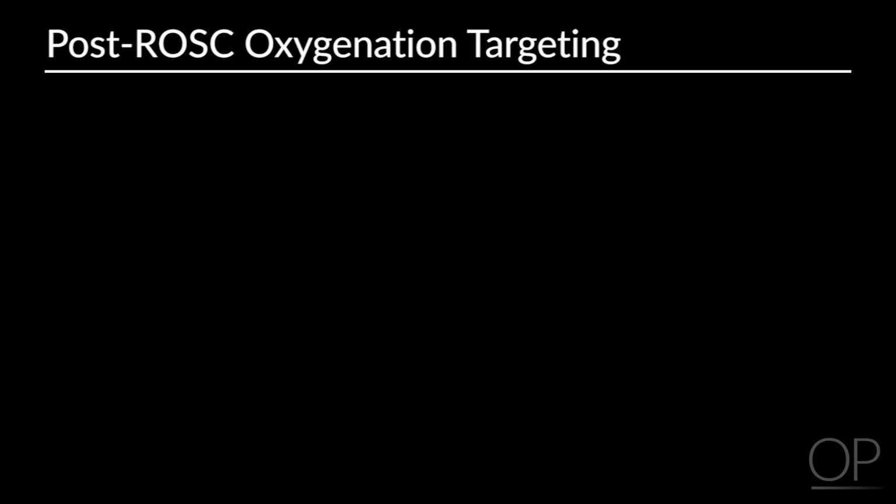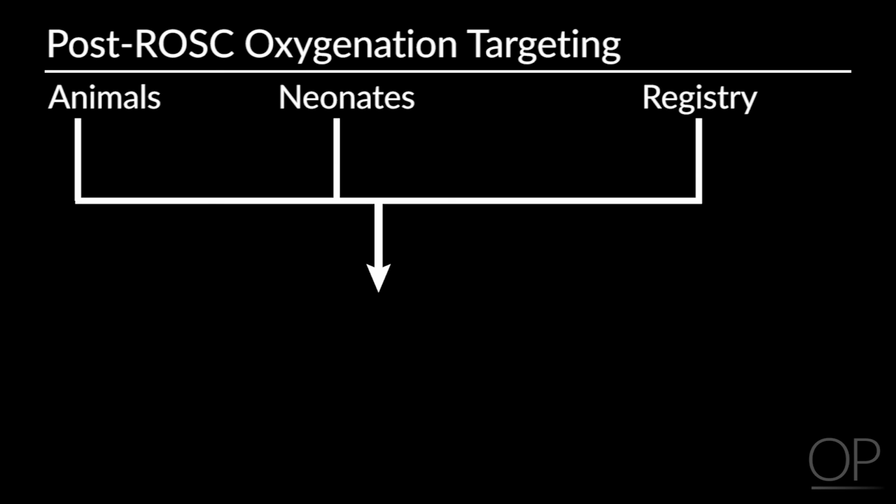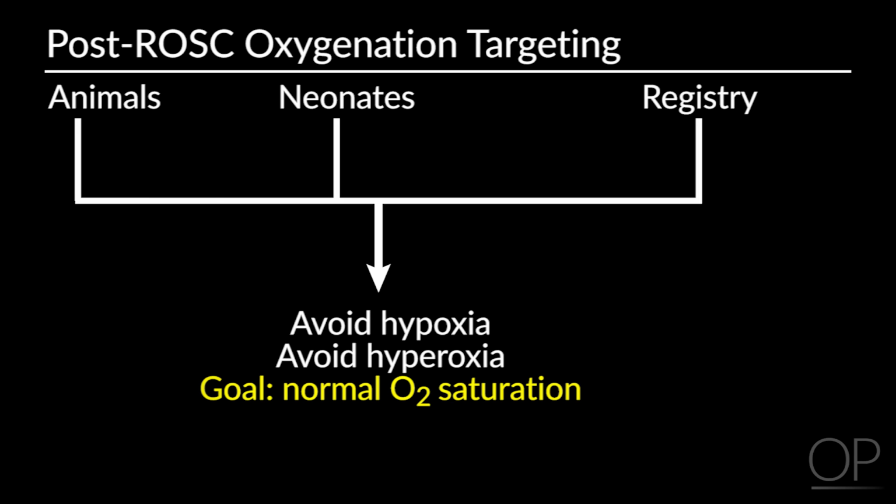So, a lot of data. What's the final takeaway message when it comes to this oxygenation target that we should be looking for after resuscitation of children from cardiac arrest? The bottom line is the final story is still not in. I think what we do have is animal data, neonatal data, and a lot of registry data that suggests that post-ROSC normoxia, so normal saturations, is good. Hypoxia is bad and clearly worse than hyperoxia.